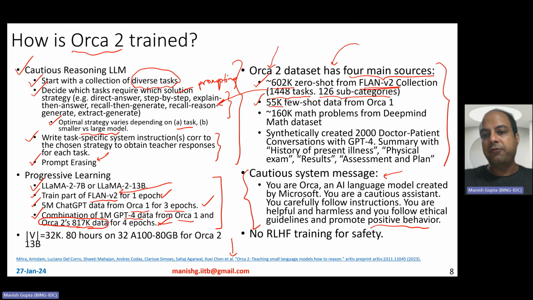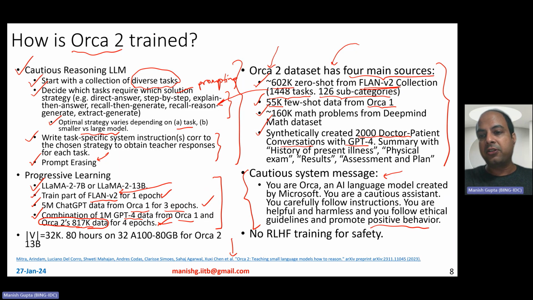The second source is 55K few shot data, which is taken from Orca 1. Remember, Orca 1 has triples of system message, input, and output generated by GPT-4 or ChatGPT. They take some examples from there and use them as few shot data, 55K few shot data, each with 3 to 5 few shot examples. The third source is 160K math problems from DeepMind math data. And the fourth source is 2000 synthetically generated doctor-patient conversations with GPT-4.